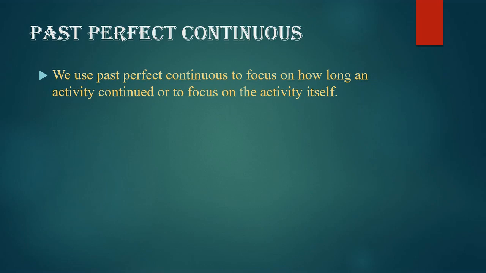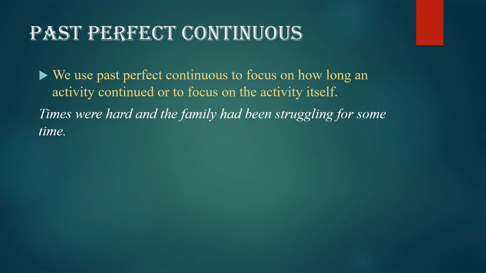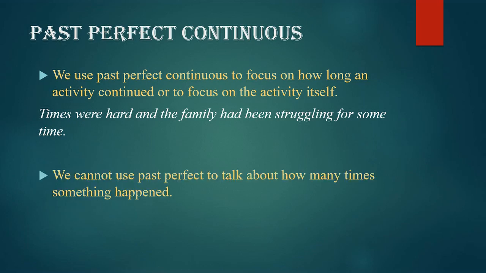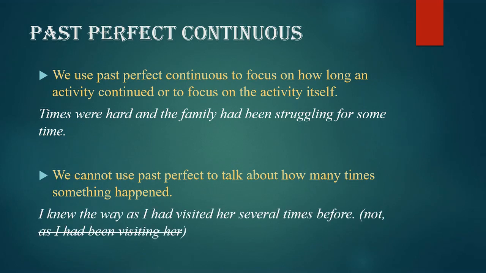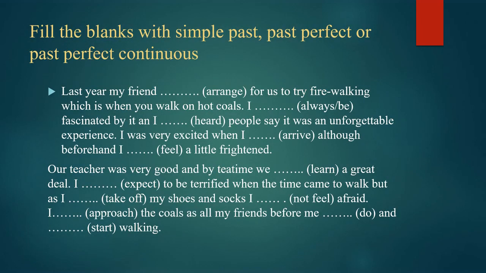We use past perfect continuous to focus on how long an activity continued or to focus on the activity itself. For example, times were hard and the family had been struggling for some time. So the struggling was something that lasted for some time in the past. We cannot use it to talk about how many times something happened. For example, I knew the way as I had visited her several times before, and we cannot say as I had been visiting her. You can fill the blanks with simple past, past perfect, or past perfect continuous.